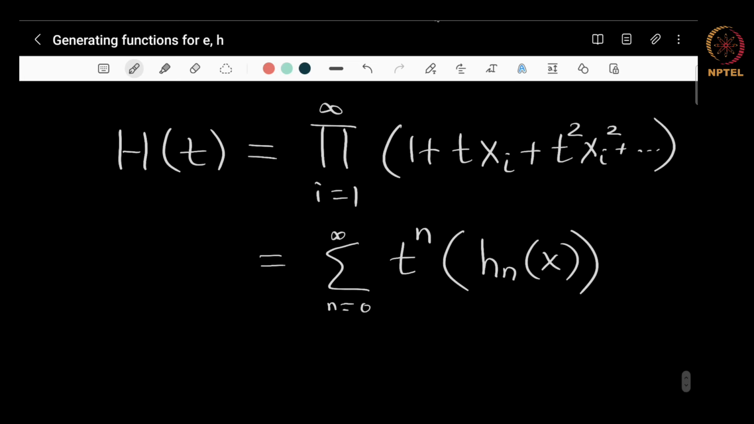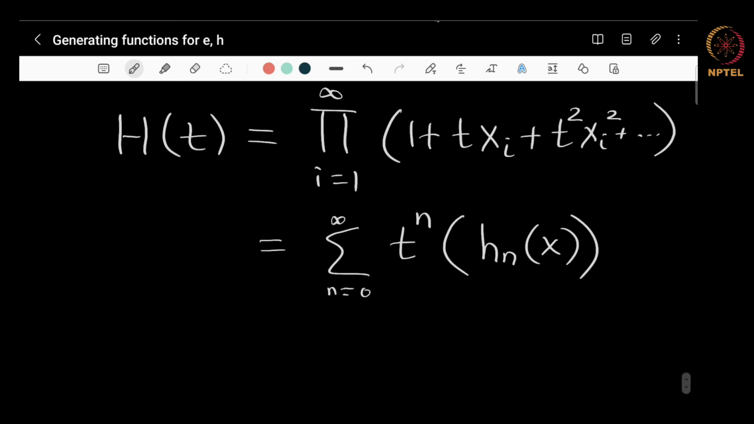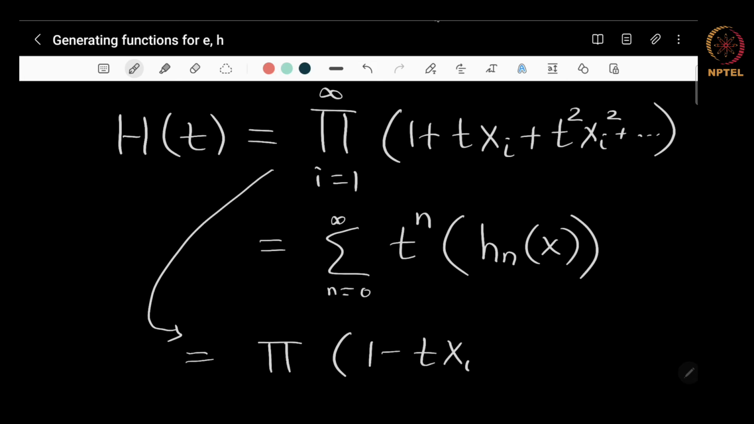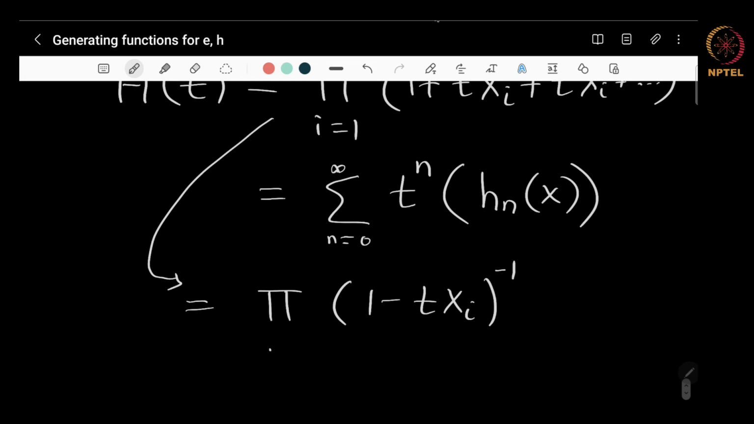So this is the dual picture, if you wish, and observe that each term here can be written as a power series formally like this. It's 1 over 1 minus t xi, right? That's 1 plus t xi plus t xi squared, and so on.